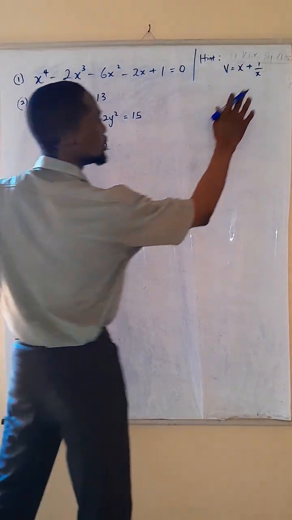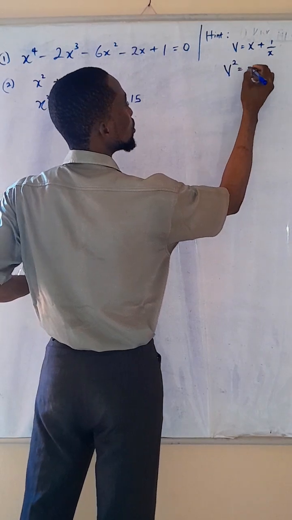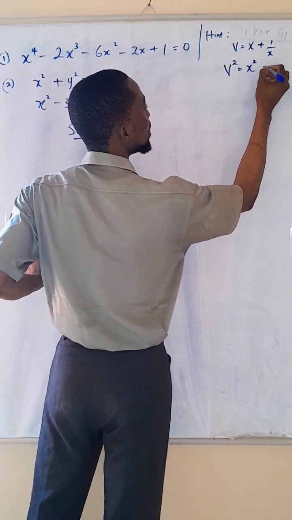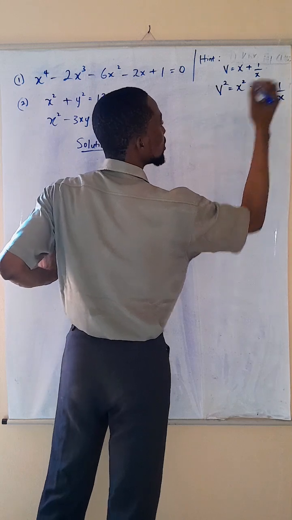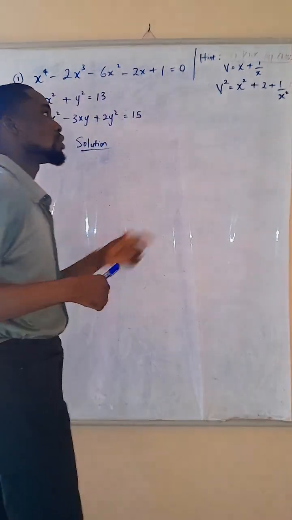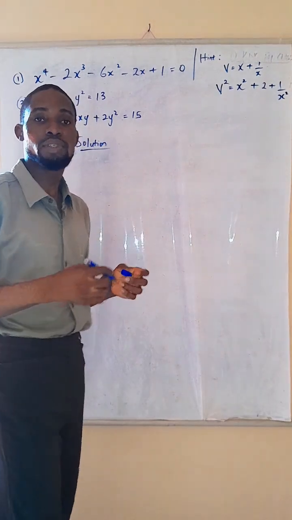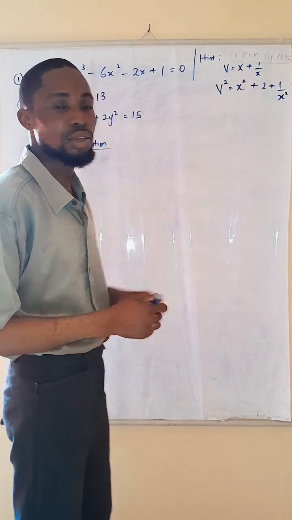I have to first square this, which gives me v squared all equals to x squared, in this case plus 2, then plus 1 over x all squared. If you don't know how I got this, go and check my very first video, or just square both sides here and get your answer.